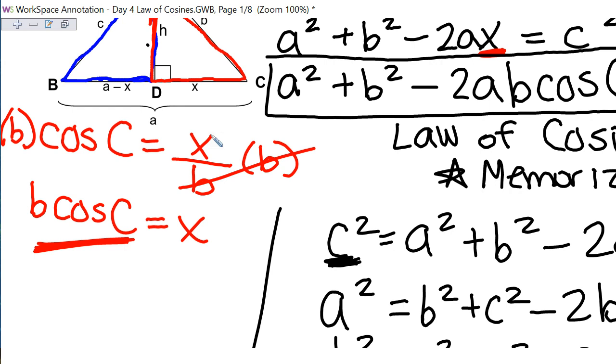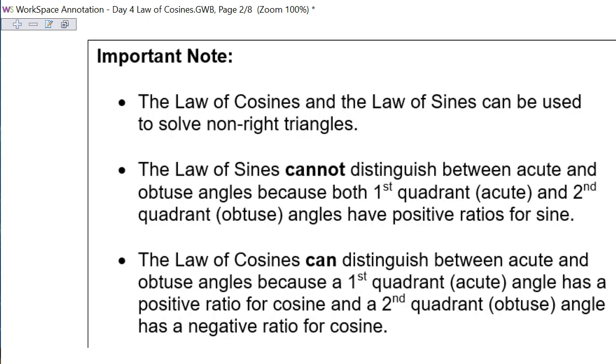Okay, so we have several examples with that. So let's take a look at example 1. Oh, before we get to the examples, I forgot. We have this little important note. Bullet number 1 tells us that the law of cosines and the law of sines can be used to solve non-right triangles. So that means you can use law of sines and cosines if you do not have a 90-degree angle in your triangle. Second bullet tells us that the law of sines cannot distinguish between acute and obtuse angles.